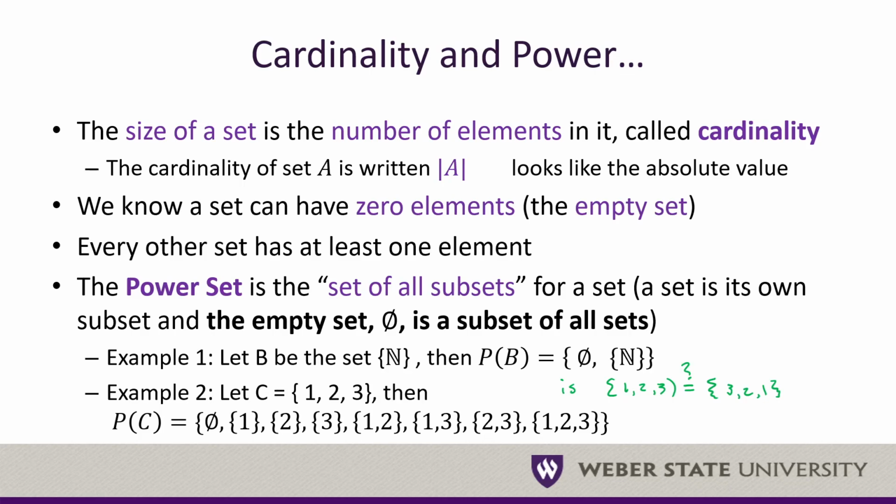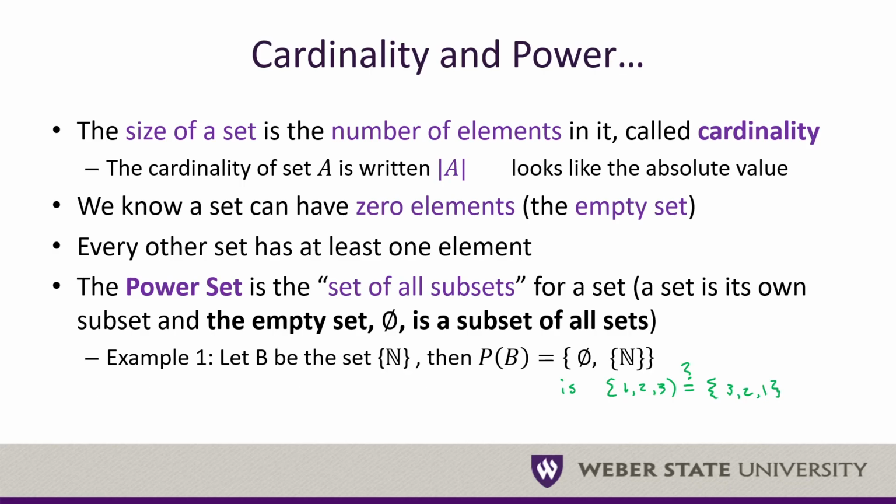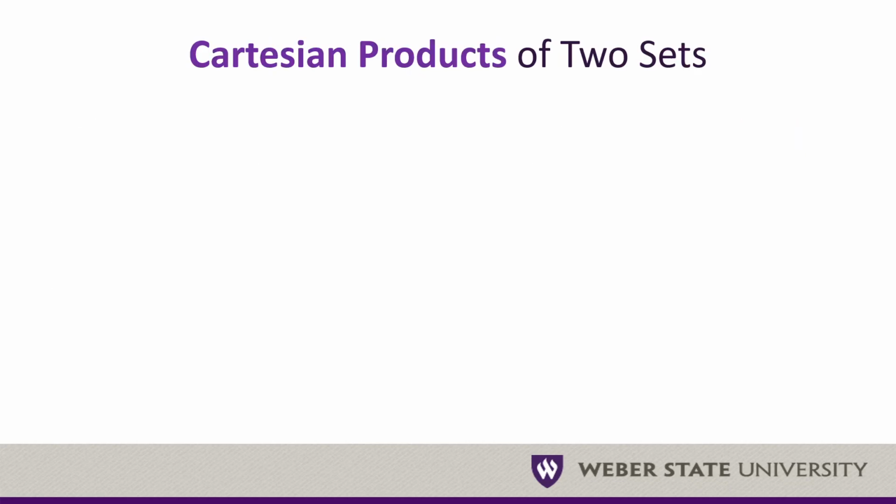So the order is not important though. That's the key thing here, is that the order is not important. A set has an element in it or doesn't have an element in it. It doesn't matter if it's the first element or the last element or the middle element in a list of things.